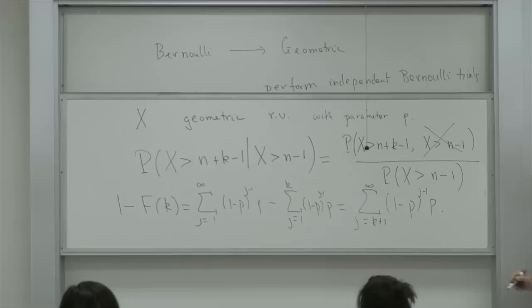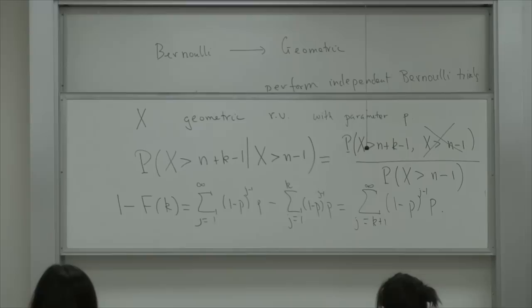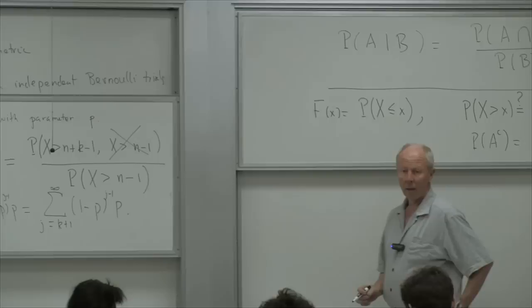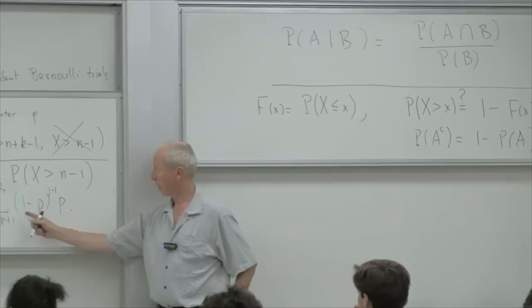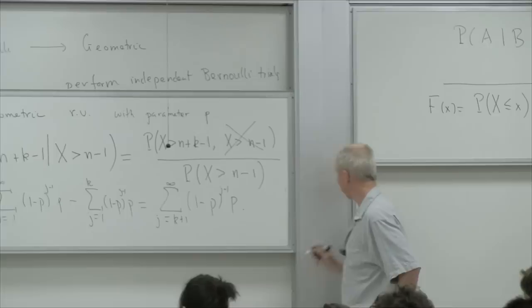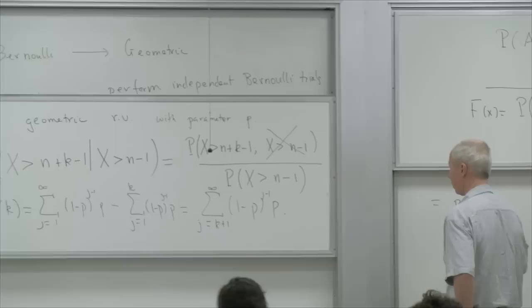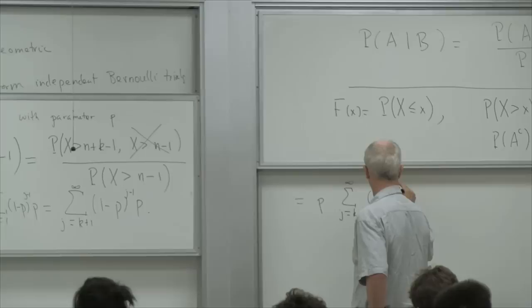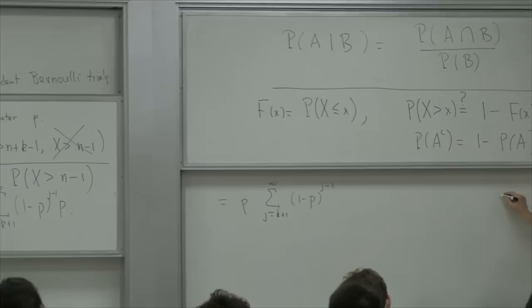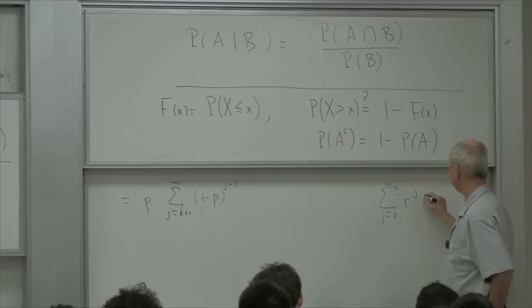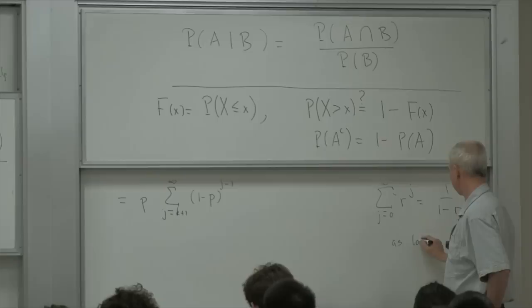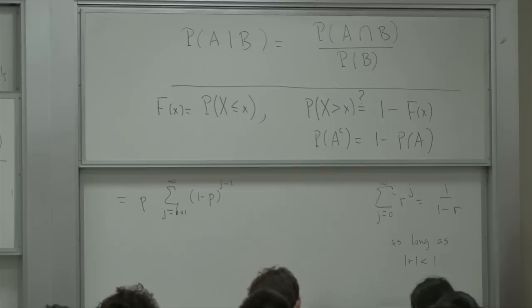Okay, so can you say anything more specific about that? Can we evaluate that? Can we make it simpler? Can we express it without using an infinite series? Well, there's a factor that's multiplied times every term here, of p, right? And that doesn't depend on j, so I can pull that out. And what do we know about series that look like this? We do know the sum j equals 0 to infinity, r to the j is 1 over 1 minus r, as long as absolute r is less than 1. And here we have 1 minus p. P is a number between 0 and 1, so absolute 1 minus p is less than 1.